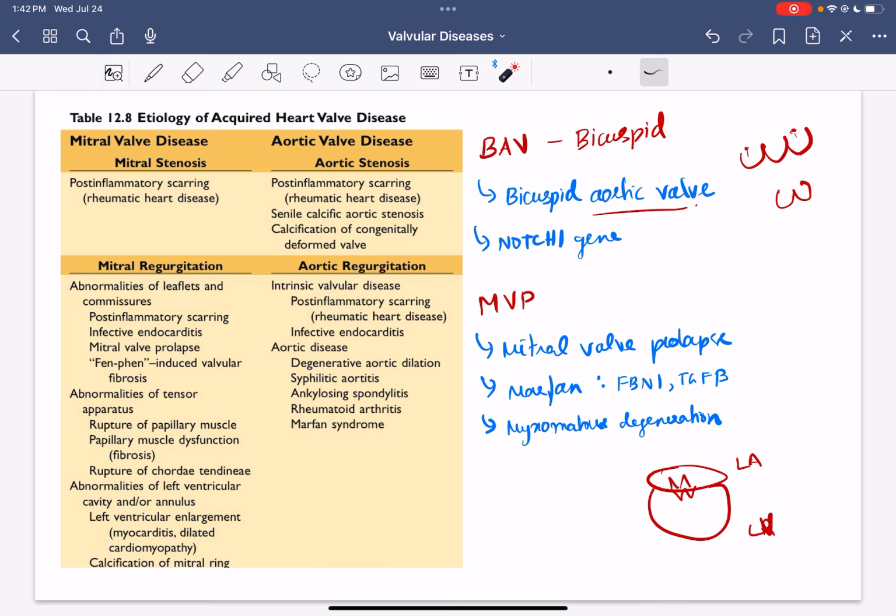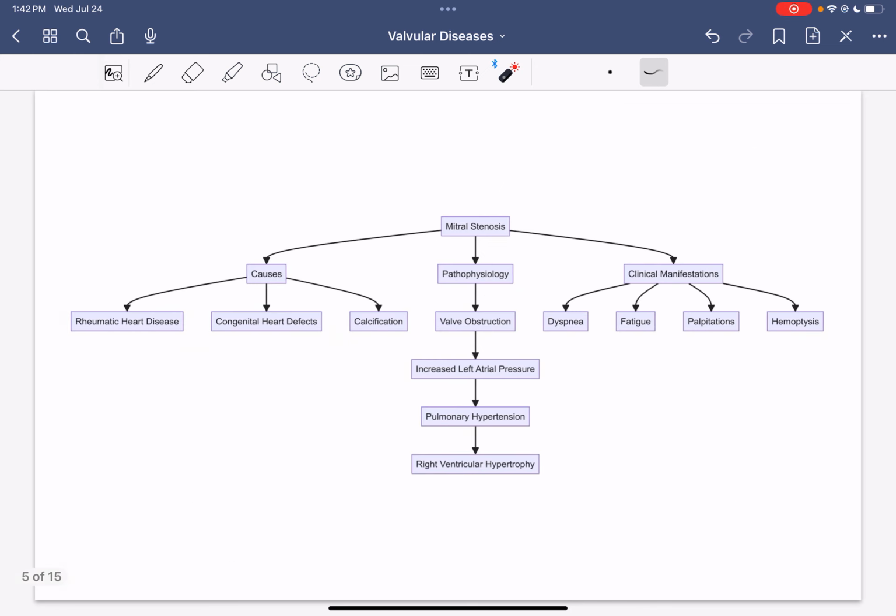Okay, so remember these things, the causes of mitral stenosis, mitral regurgitation, aortic stenosis, aortic regurgitation, and remember what is bicuspid aortic valve and mitral valve prolapse. Now let's look at each of these conditions in a very simplified flowchart pattern. Okay, I've created these flowcharts to simplify it very easily so you never forget it.